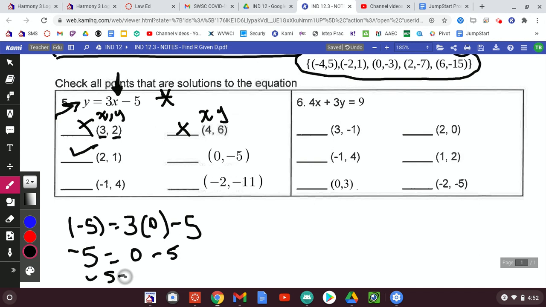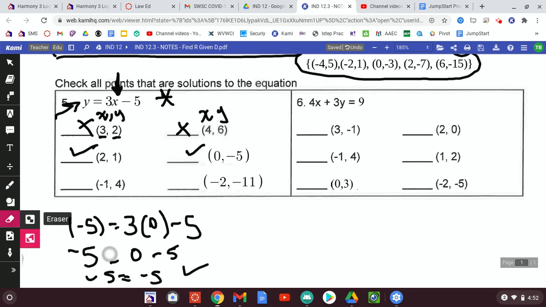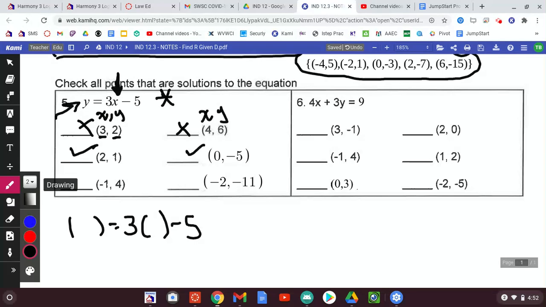And 0 minus 5 is minus 5, and so that checks out. So this is a solution to our equation. Now we work it again. You'll notice with these, you have to work it all 6 times in order to answer each one of them, whether or not they are or are not a solution. If they're a solution, they're going to make a true statement. If they're not a solution, they're going to make a false statement.